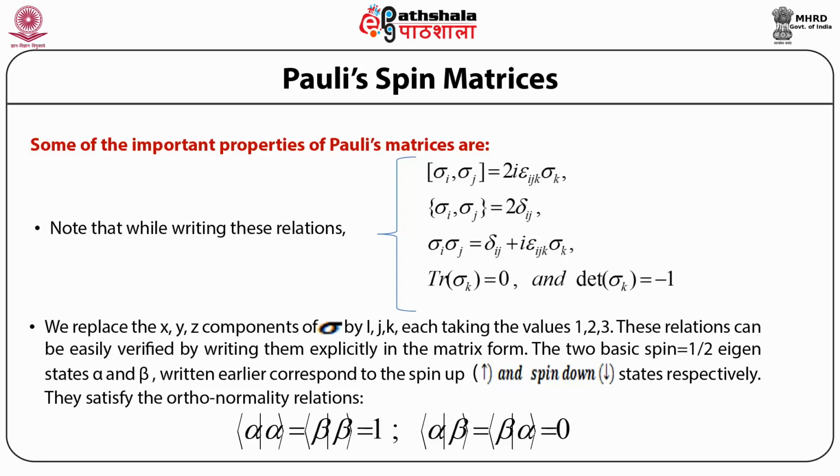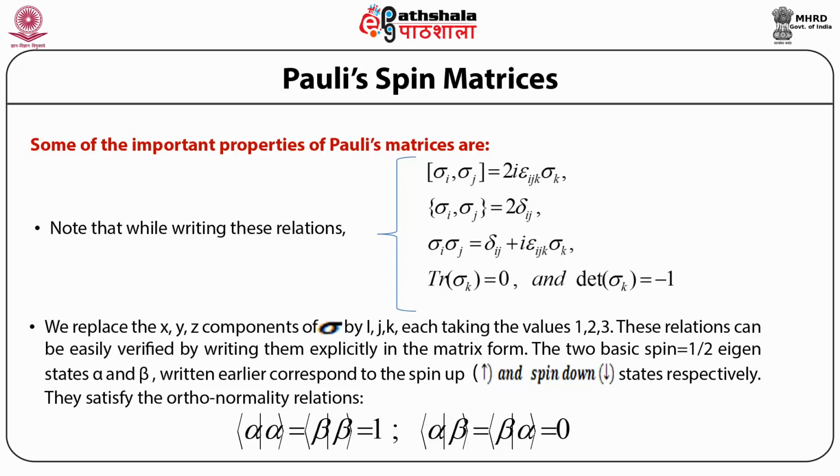And finally, sigma i times sigma j is given by delta ij plus iota times epsilon ijk sigma k, where, as we have discussed earlier, delta ij would give a value 1 if i is equal to j and would give a value 0 if i is not equal to j. Similarly, epsilon ijk is the tensor of rank 3 and is called the symmetric tensor.